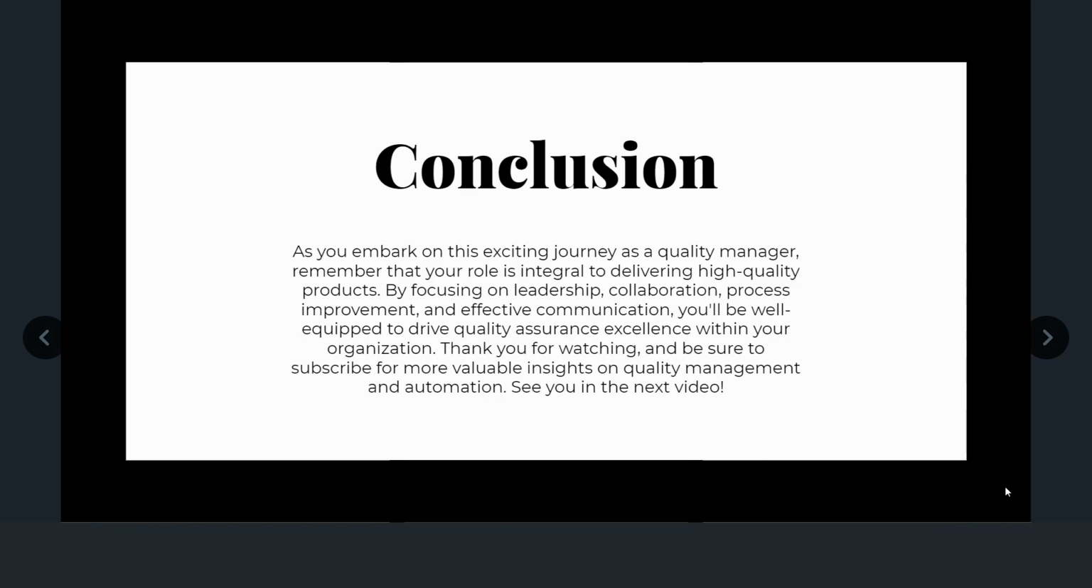So in conclusion, as you embark on this exciting journey as a quality assurance manager, remember that your role is integral to delivering high quality products. By focusing on leadership, collaboration, process improvement, and effective communication, you'll be well equipped to drive quality assurance excellence within your organization.